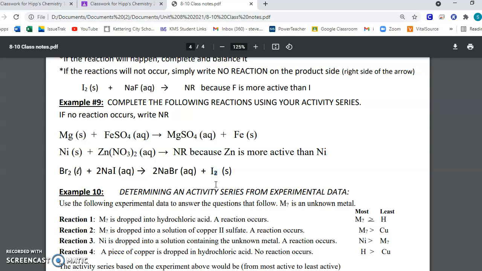Why do I have a 2 here? Because iodine's in BrINClHOF. Why do I have a 2 here? Because of BrINClHOF. It's diatomic. So there's a 2 here and a 2 here. If I have a 2 here, I'm going to need a 2 in front. If I have a 2 in front, that gives me the 2 iodines I need. I have a 2 here, so I need a 2 in front of that to give me the 2 bromides. We are done with that reaction. With those reactions, we completed it and balanced it.